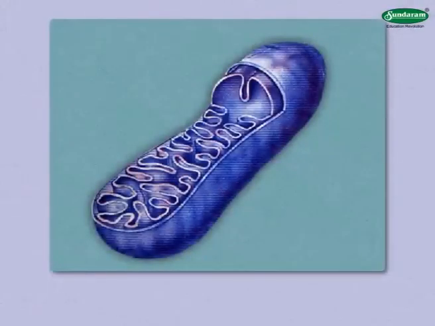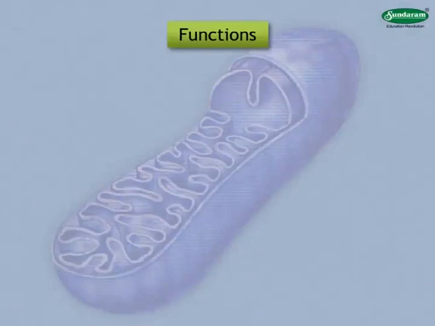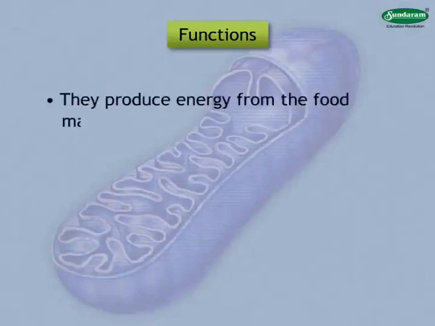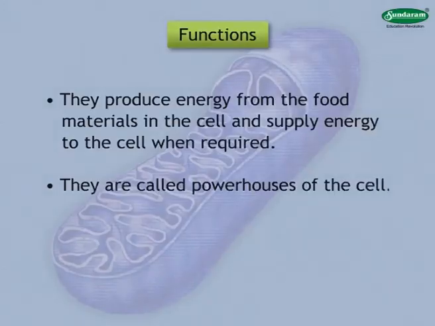5. Mitochondria. They are of various shapes, but mainly tubular. A mitochondrion has a double wall. The inner wall has folds. Functions. They produce energy from the food materials in the cell and supply energy to the cell when required. They are called powerhouses of the cell.